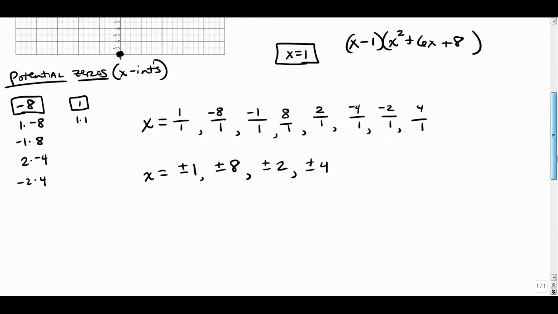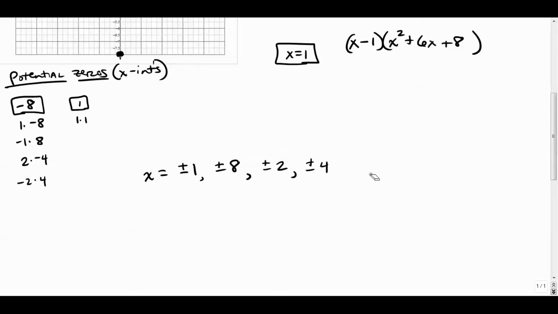Now I'm going to try to factor this. I can do the same thing. I can pick a random number here from my potential list, but let's see if we can factor this. It's a quadratic, so I like to see if I can factor now. So I've got x and x. I've got 4 and 2. I've got plus and plus. Thank goodness I can factor. I don't have to do that synthetic division anymore.